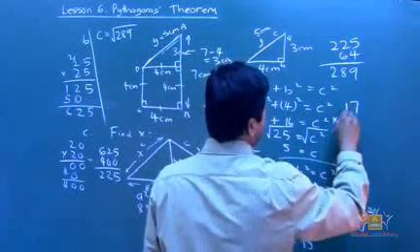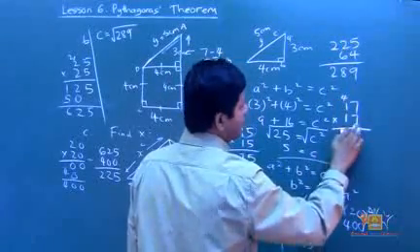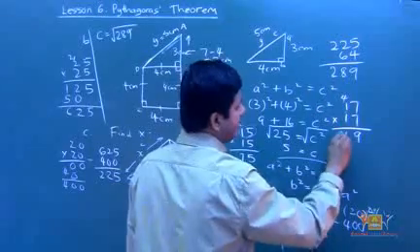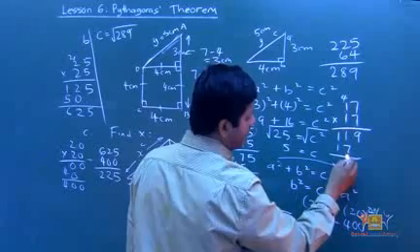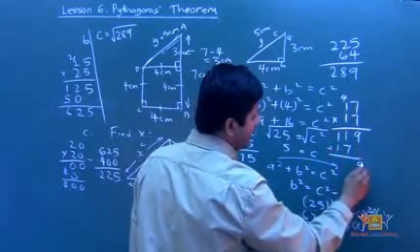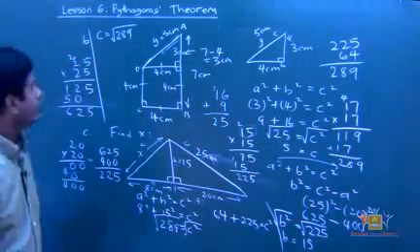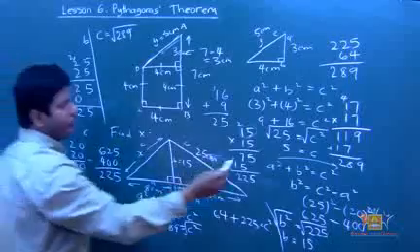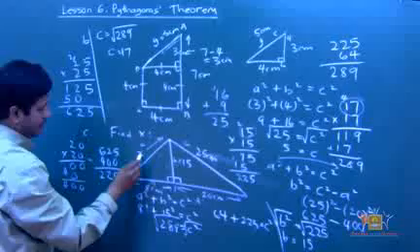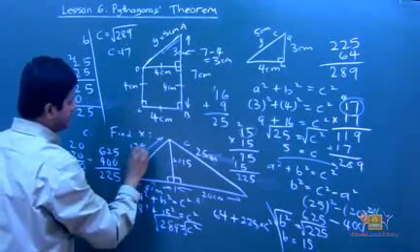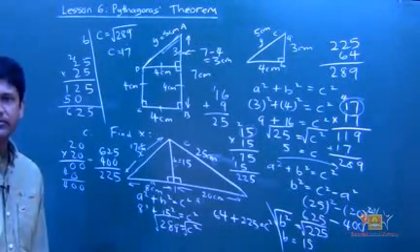So 17 times 17. 7 times 7 is 49. So 9 carry 4. 7 times 1 is 7, plus 4 is 11. 1 times 7 is 7, 1 times 1 is 1. When I times that, I start right here, right? Now I'm going to add it. 9, 1 plus 7 is 8, 1 plus 1 is 2. 289 right there. When you square root it, you only need one number. So that means C equals 17. That means X equals 17 centimeters.